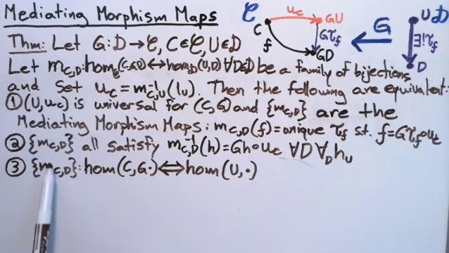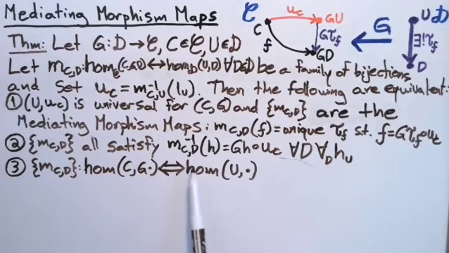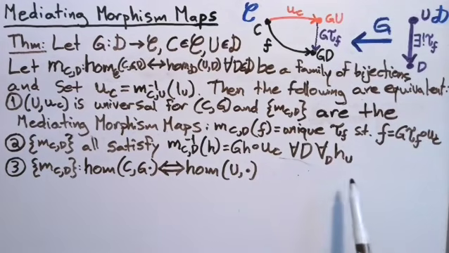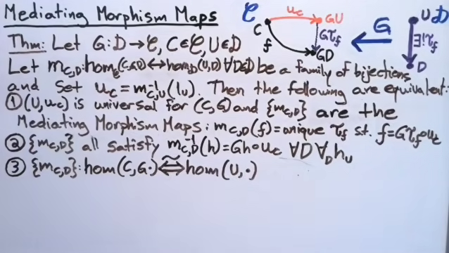And the second statement that's equivalent to the first and the third is that MCD all satisfy MCD inverse of H is given by GH after UC, for all D objects in D and for all H from U to those objects D. And finally, the third is that MCD is actually a natural isomorphism going from the composite hom functor hom(C, G-blank) into the covariant hom functor hom(U, blank).